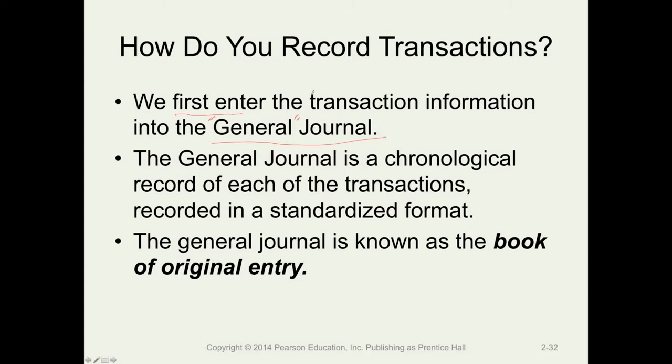Now, what makes the general journal useful is that it is a chronological record, a detailed accounting record in chronological order of the transactions, and that is in a standardized format. And because we record all transactions in the journal first, it is known as the Book of Original Entry, the Book of Original Entry.